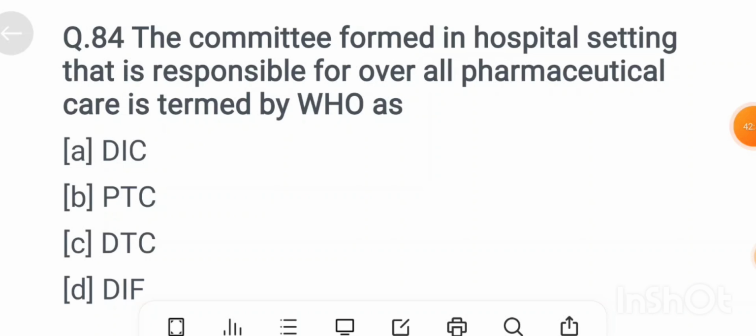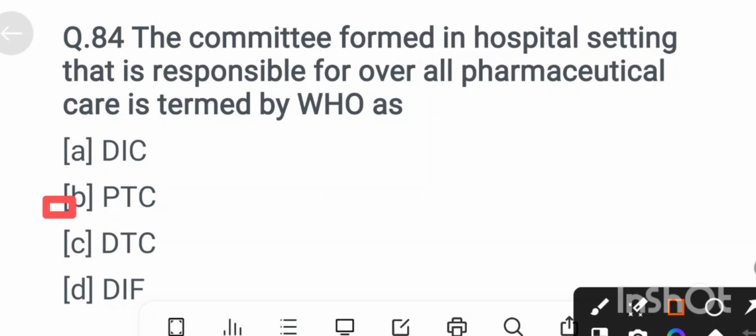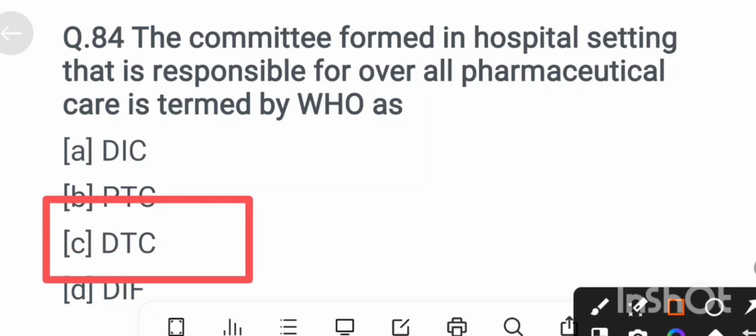The committee formed in a hospital setting that is responsible for the overall pharmaceutical care is termed by WHO as: option A, DIC; option B, PTC; option C, DTC; option D, DIF. Correct answer is option C, DTC, the Drug and Therapeutic Committee. The committee formed in a hospital setting responsible for overall pharmaceutical care is termed by WHO as the Drug and Therapeutic Committee, DTC. Next question.